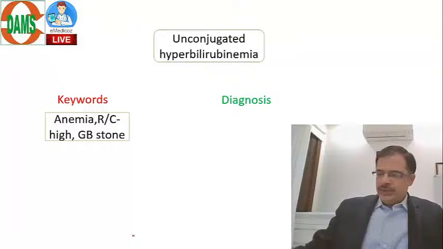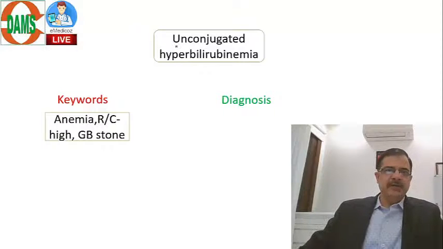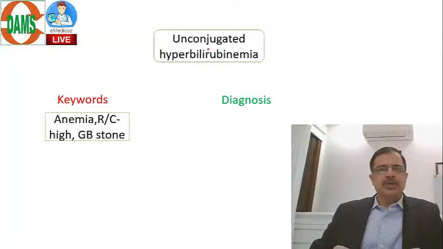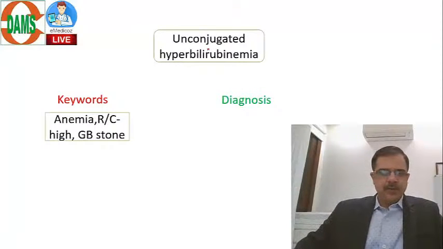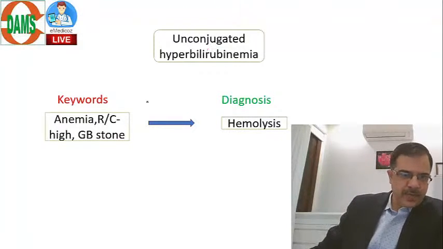So what will be our diagnosis? Remember, the case is a case of jaundice with normal colored urine, that is a clear urine, and we have made a diagnosis of unconjugated hyperbilirubinemia. So anemia, reticulocyte count is high, gallbladder stone is there. Our diagnosis in that case will be hemolysis. Hemolysis will be the answer. And remember, in hemolytic anemia, it is the pigmented gallbladder stones which are present. One more MCQ. So these gallbladder stones will be pigmented gallbladder stones.